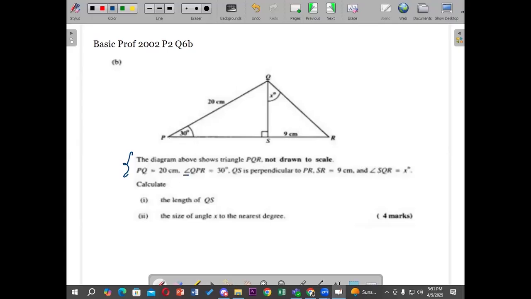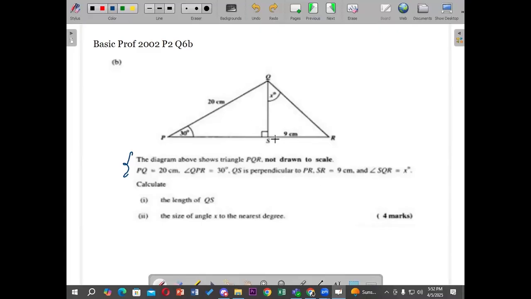This symbol here is one of the many different symbols that we use in geometry to represent angle. When you see this, do not confuse it with less than. This is the angle symbol in geometry. So angle QPR is 30 degrees. QS is perpendicular to PR, and I said that word perpendicular earlier. Perpendicular means that the lines intersect at a 90-degree angle, which is the case that we see here.